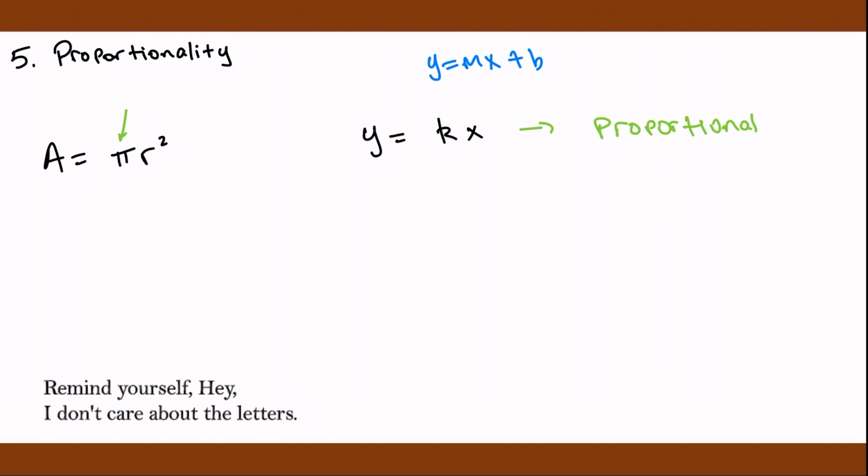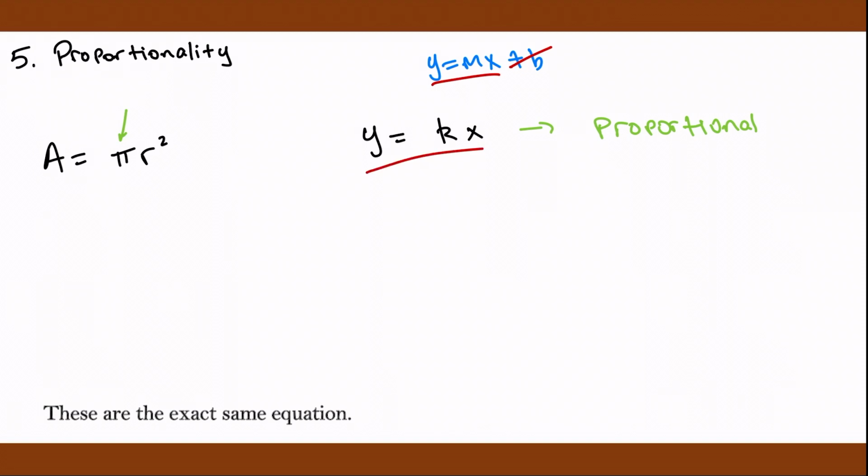Remind yourself, hey, I don't care about the letters. It means the same thing. This equation here has b equals 0. These are the exact same equation. I don't care what the letter is, right? Because m and k can be any values. So that's what you need to know.